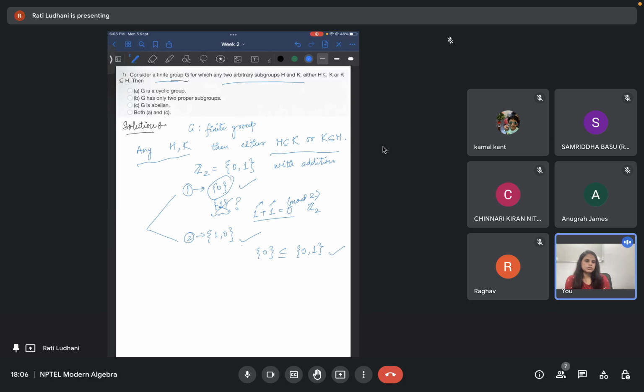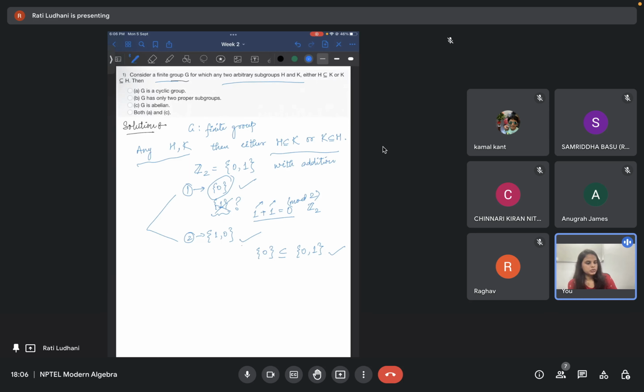I hope you understood the question. If not, just let me know. Okay, so let's come back to the question. It has been asked what G will be: either G will be a cyclic group, or abelian, or it will have two proper subgroups, or both A and C. So we have to check what G exactly is. Okay, let's see.